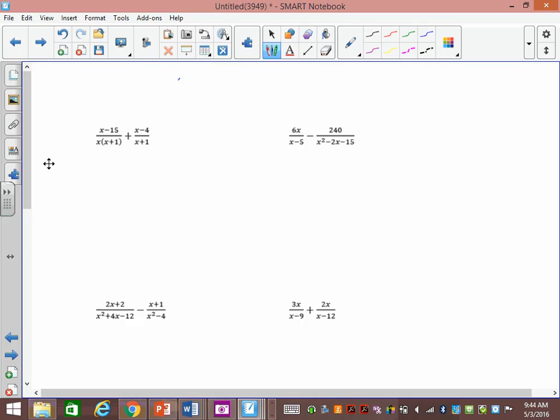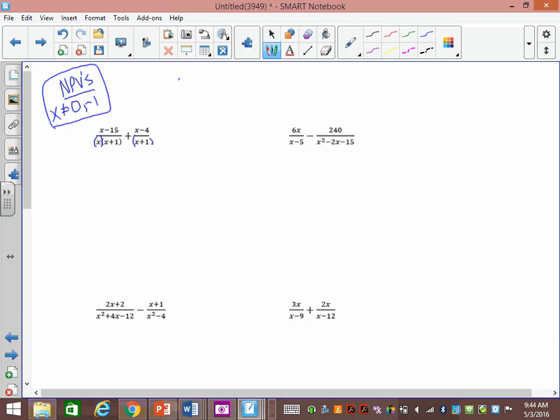Then I state my non-permissible values. So I have x plus 1, and x plus 1. So I state what x can't be. So x can't be 0, or -1, or -1. So just -1 once. We don't have to write it twice. So I factor my denominators. Didn't have to. They were good. State my non-permissible values. Done.